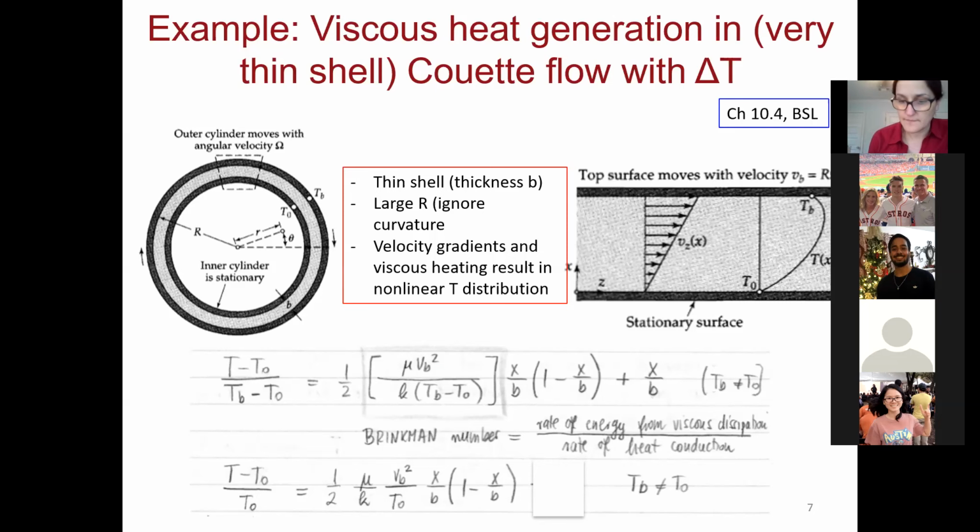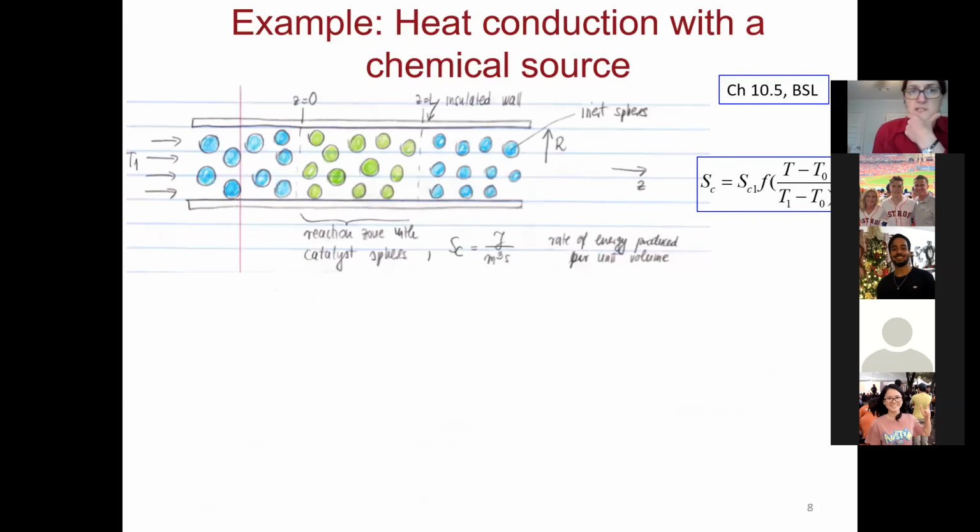Okay. So the second problem is this heat conduction. So here we also had a simplification.